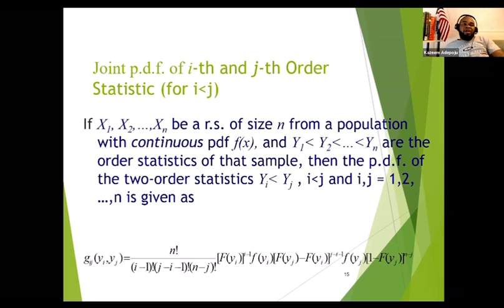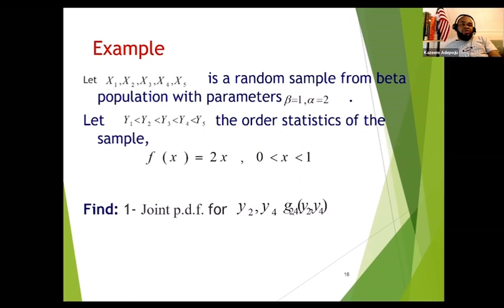Now I also show you the probability distribution of the joint. I think I showed you the other time. So this is the probability distribution of the joint of yi and yj, that have already been ordered. And of course, based on this question, you can also find the probability distribution of the joint of y2, y4.